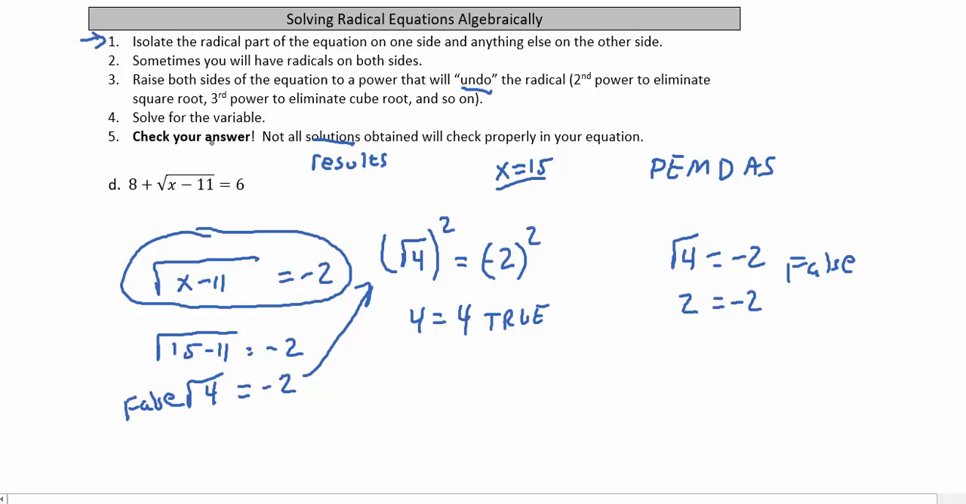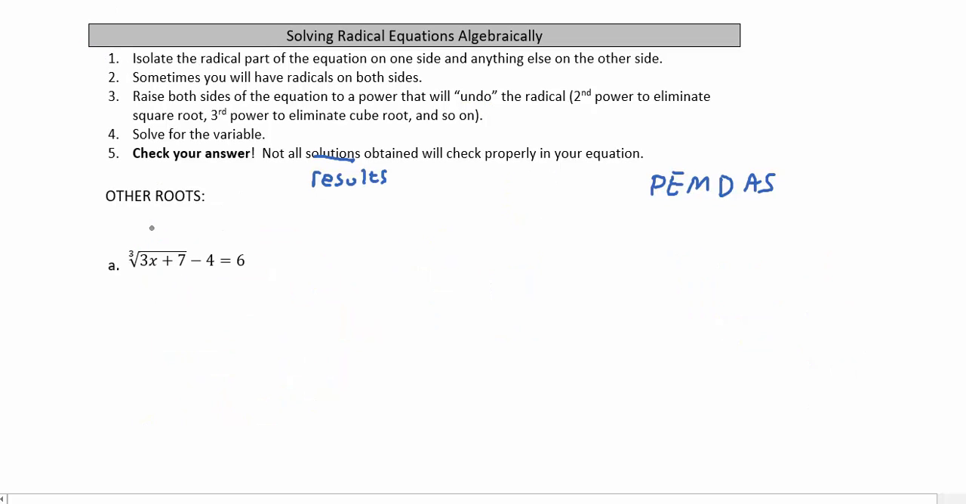Let me do a couple problems where we do an equation whose index is bigger than 2. So I hope to persuade you that even though we have a problem where the index is bigger than 2, it's a 3 now, we call that a cube root, that the directions play out very similarly. So for example, I'm going to isolate the radical part of the equation. Even though this is a cube root instead of a square root, we still call it a radical. The only thing on the left-hand side besides that radical is the subtract 4.